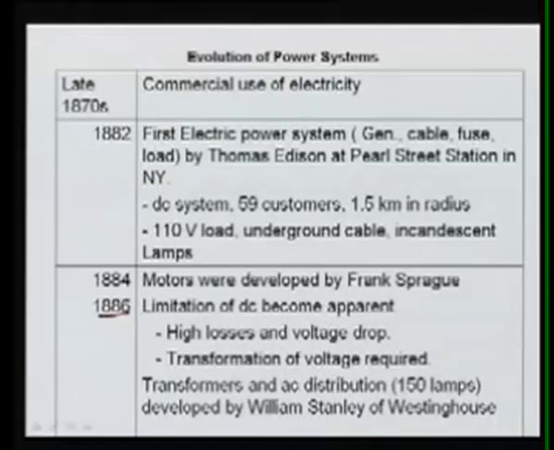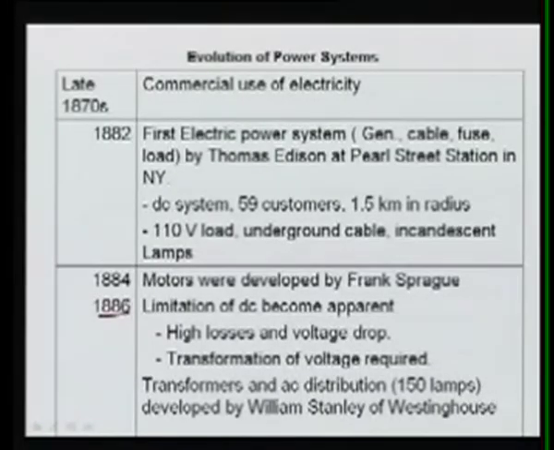1886, the limitation of DC became apparent. The main problem of DC is the high loss, because it was not possible to raise the voltage in DC. People were increasing the voltage only by connecting several DC generators in series in a cascade. Adding this cascade created a lot of problems with insulation between the different generators, and it was also not safe. At the same time, it was required that the transmission voltage be increased so that the current requirement is less and, at the same time, the voltage drop can be reduced.